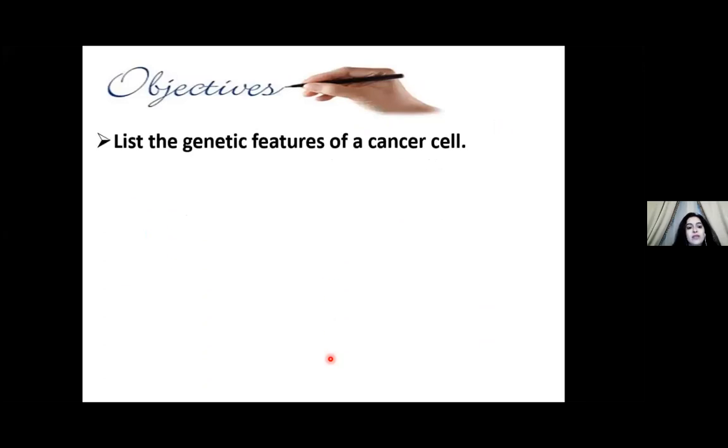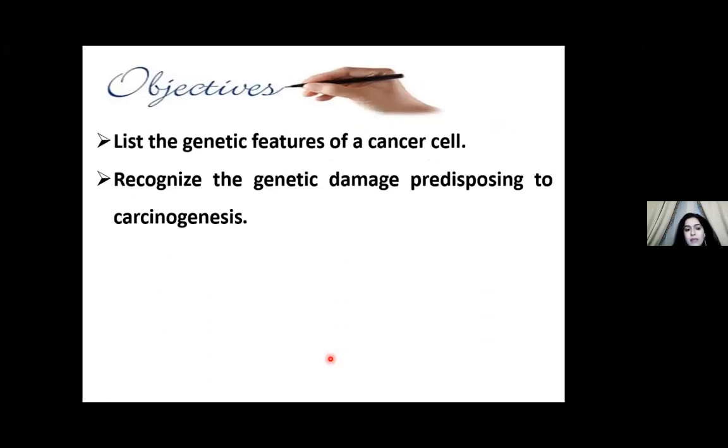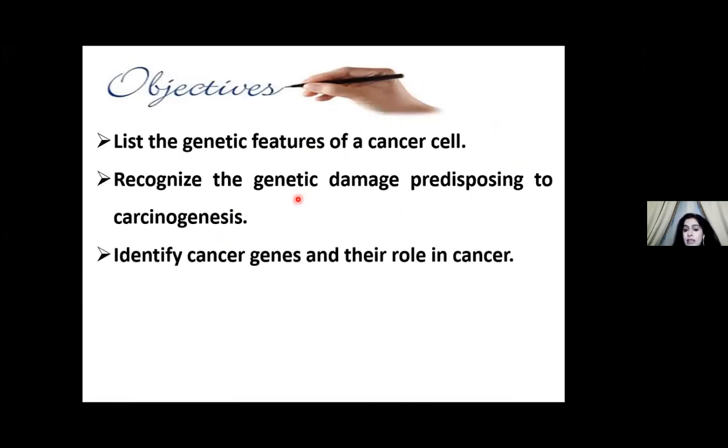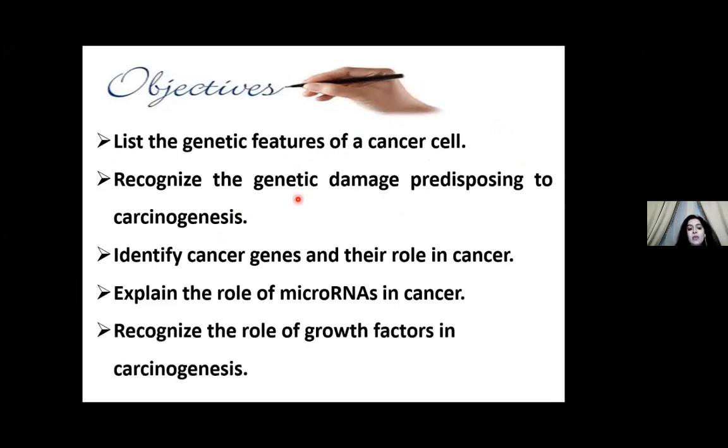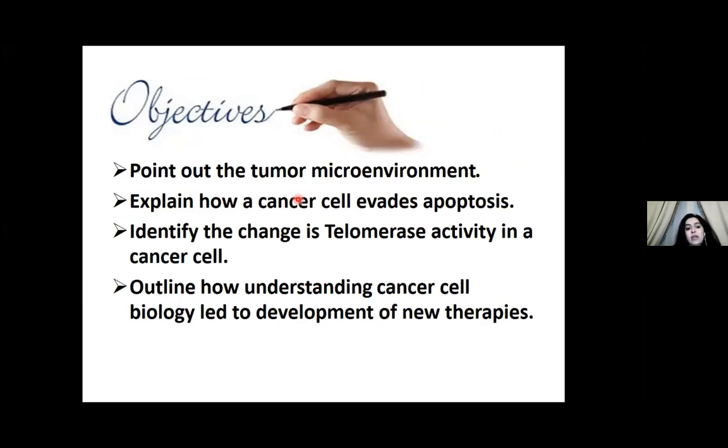So let's first navigate to the main objectives I'm going to cover in this lecture. First, we are going to talk about just the features of a cancer cell in short. And then we are going to see the genetic damage predisposing to carcinogenesis. What are the cancer genes involved in this process? We are going to explain the role of microRNAs in cancer. Then we are going to mention the role of growth factors. We are going to point out the tumor microenvironment and the immune response shortly.